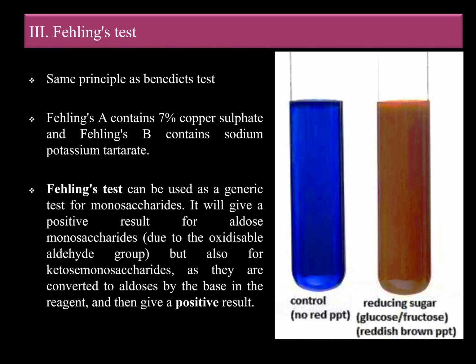Next is Fehling's test. The test is also based on the reduction property of sugars, similar to Benedict's test. Fehling's reagent has two parts. Fehling's A contains copper sulfate and Fehling's B contains sodium potassium tartrate. Fehling's test gives a positive result for maltose due to its aldehyde group. Ketose sugars can also give a positive result because they can convert to aldose form under alkaline conditions.